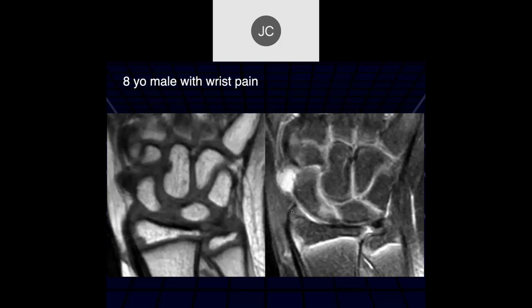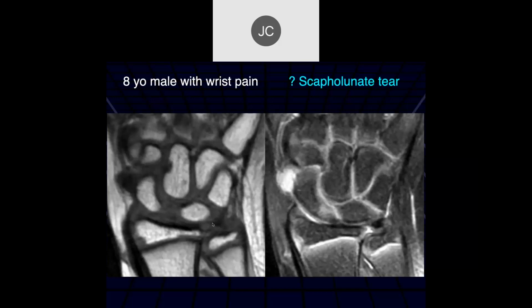Okay, 8-year-old male with wrist pain. I see edema in the proximal scaphoid. So everything looks well, we have a scapholunate ligament tear here.